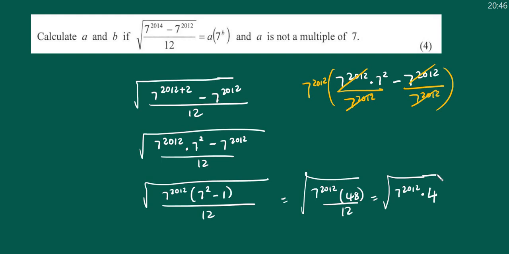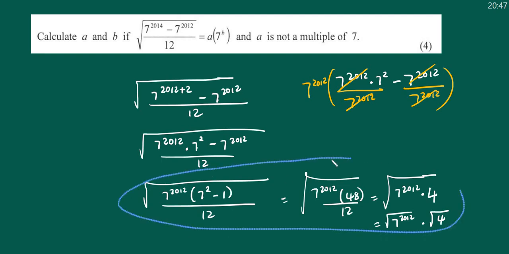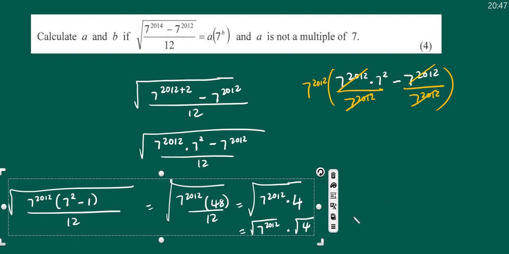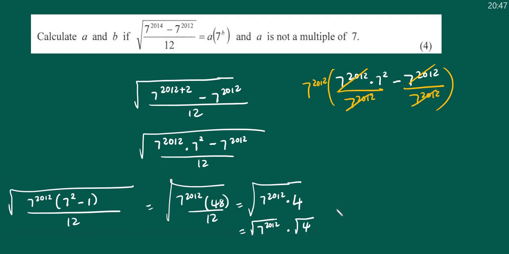So because of that, we can then say this is equal to the square root of 7 to the power 2012 times the square root of 4. Now you must remember that the square root means... let me just do this to have some bit of space. So I'm going to continue with it here.